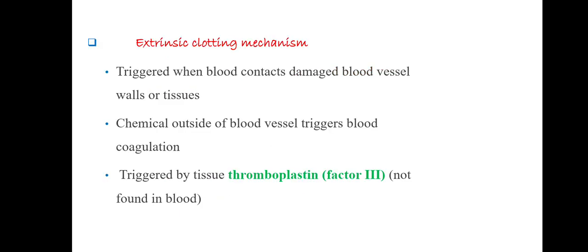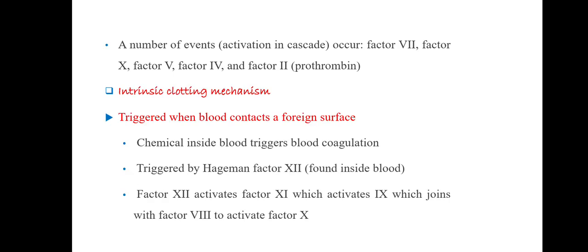So now let's look at extrinsic. Extrinsic clotting mechanism is going to be triggered when blood contacts damaged blood vessel walls or tissues. Then a chemical outside of the blood vessel triggers blood coagulation. So under the extrinsic clotting mechanism, what triggers it first is what we call thromboplastin. Always take note of this. Thromboplastin is factor number 3. Thromboplastin is what activates the extrinsic clotting mechanism.